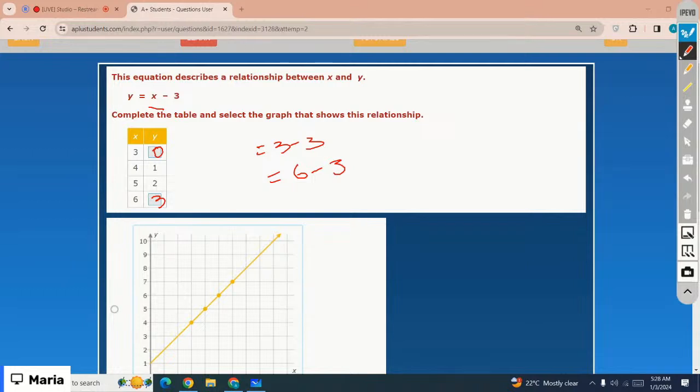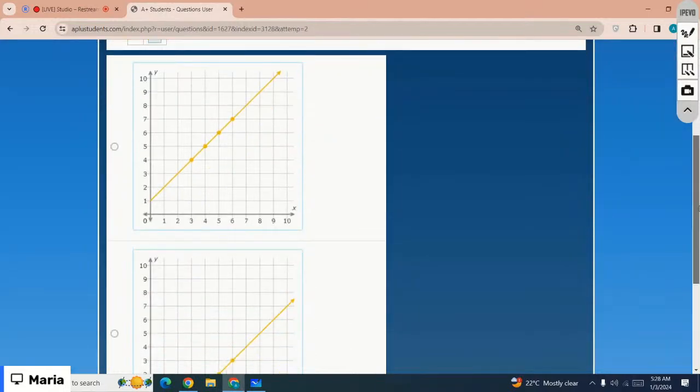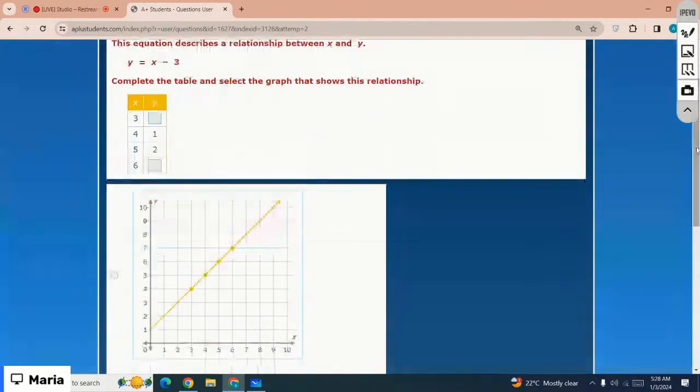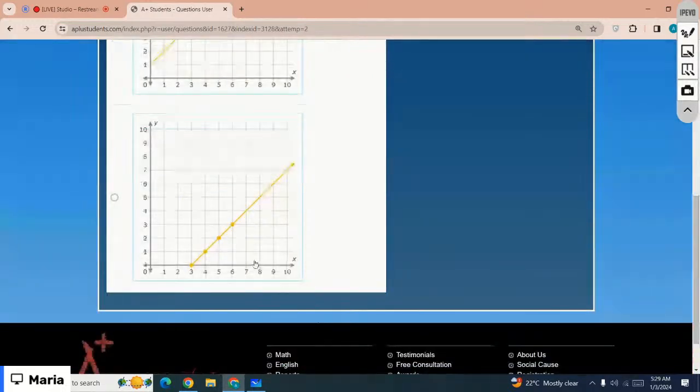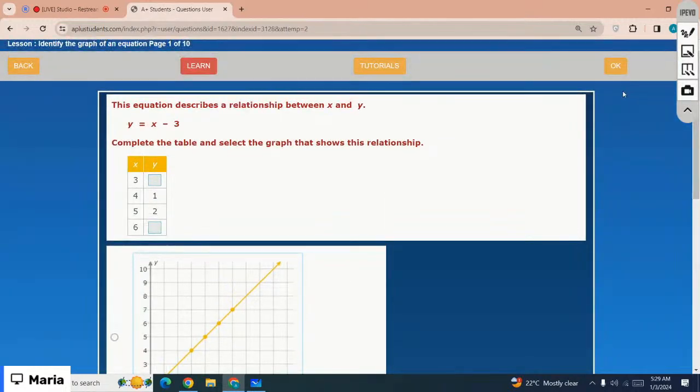You have to see which is the correct option, which is the graph. Just check the points, right? The first one is 3 and 0. That must be on the x-axis. So the second one is the correct option. 0, 3, 0, 4, 1, 5, 2, and 6, 9, 6, 3. Got it? The correct option is option number 1.